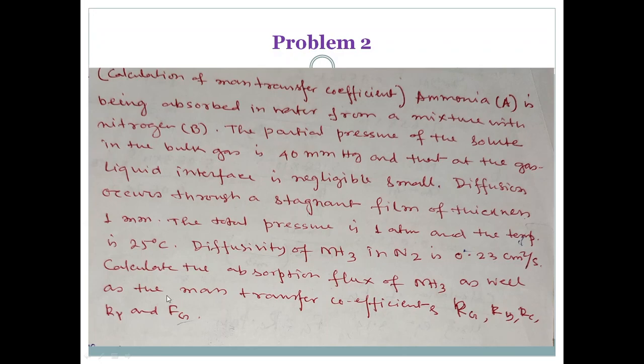Accordingly we can calculate the absorption flux of ammonia as well as the mass transfer coefficients: small kG, ky, kc, and small k capital Y, because this is the gas-phase mass transfer coefficient. These are the possible ones: small kG, small ky, small kc. The k capital Y is where the driving force is in terms of mole ratio. You have to calculate these.